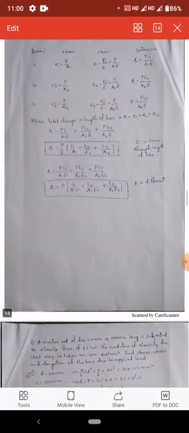First problem, see here. A circular rod of dia 20 mm and 500 mm long is subjected to a tensile load of 45 kilonewton. The modulus of elasticity for steel may be taken as 200 kilonewton per mm square. Find the stress, strain and elongation of the bar due to the applied load.